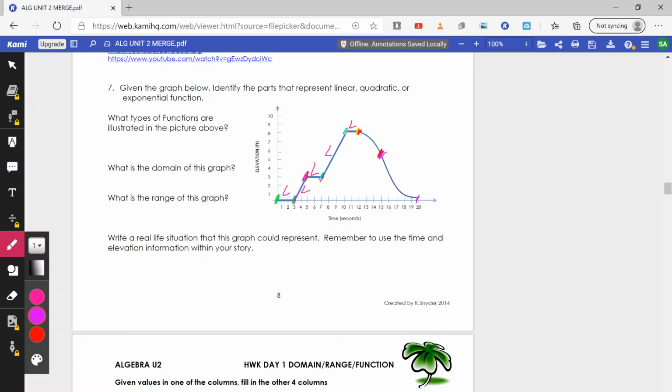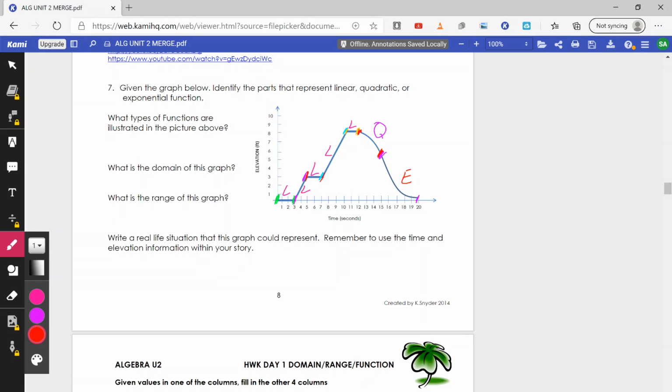Now this part is just a curve. As long as we're just curving and that's it, we're dealing with a quadratic section of the graph. Now the last section, we are decreasing in value and then starting to level off. So this part tells me this is an exponential section.